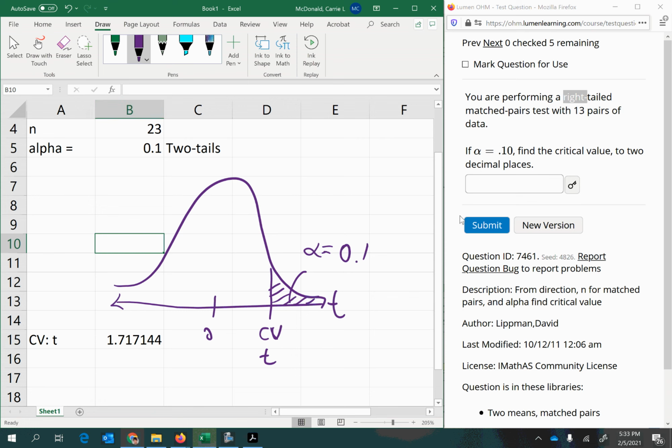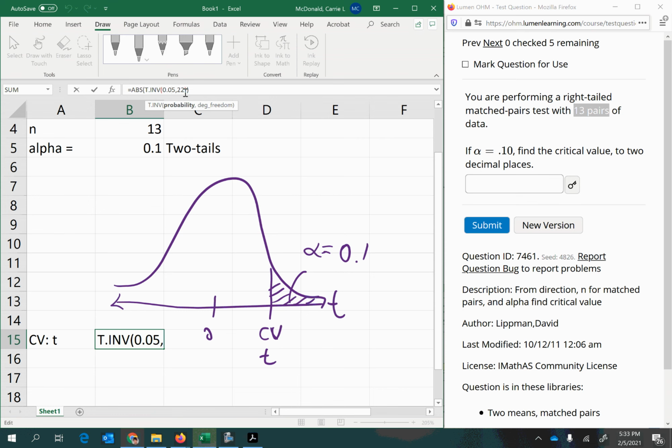It can change from problem to problem. For whatever reason, it didn't on this one. However, the number of pairs did change, so let's go ahead and fix that. Still have 0.1 alpha. 0.1 is all on one side this time. So I'm going to do the same thing, but I'm just going to put in 0.1 in place for my probability in the t.inverse function. So that's 1.32.